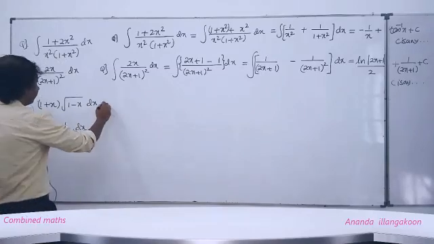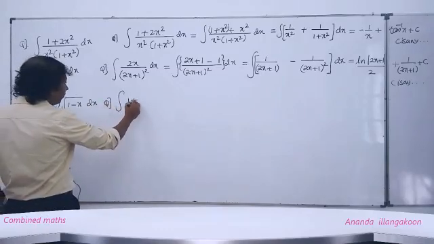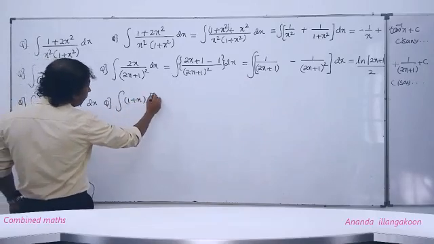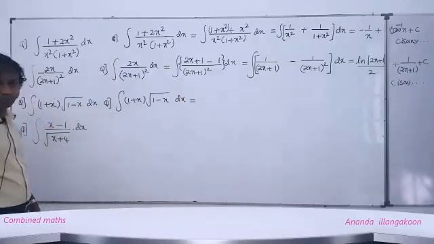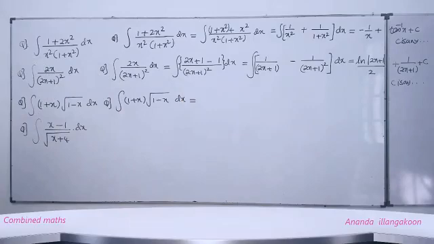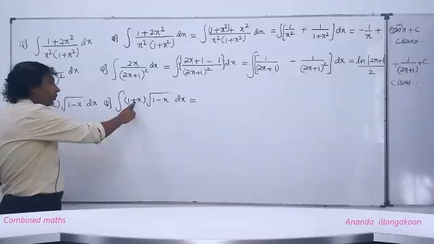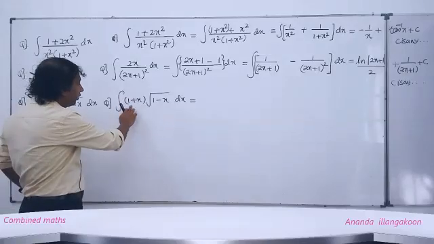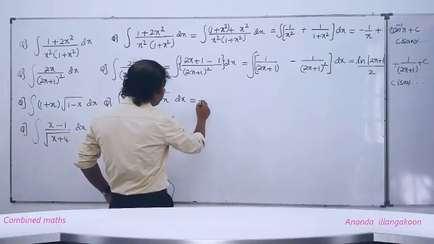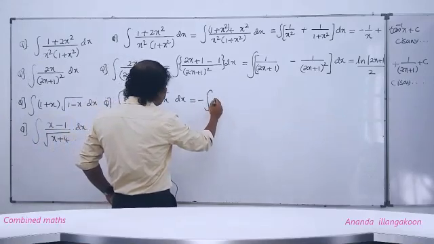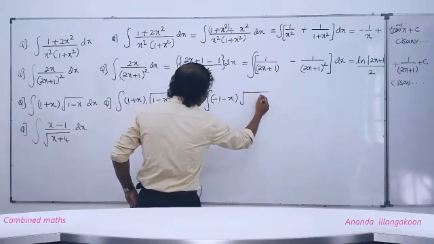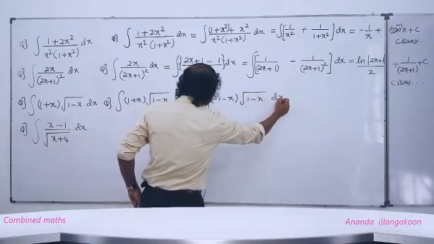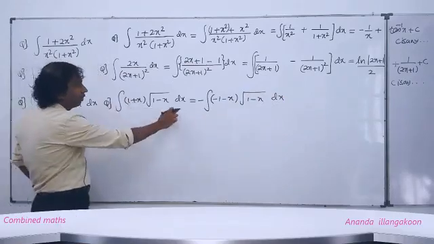How to integrate this? The integral of (1 plus x) into root 1 minus x dx. How to do this now? I am going to take the minus sign out from this bracket. If we take minus out, then it will be minus (1 minus x minus 2) root 1 minus x. I took the minus sign out from this bracket only. That minus sign we have here.